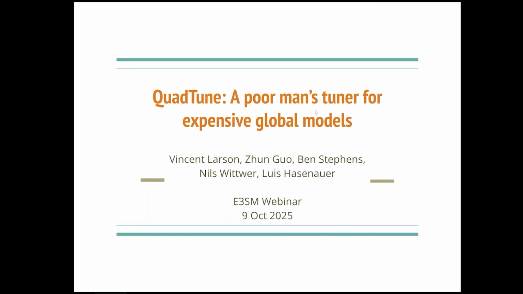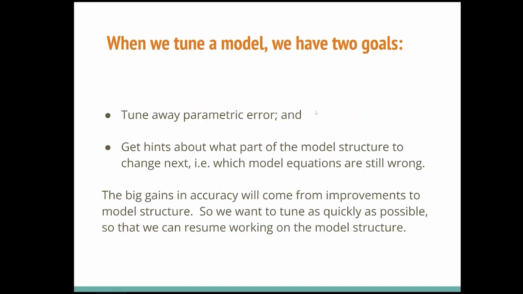So when we tune a model, we have two goals, or at least I have two goals. One is to tune away parametric error. In other words, I want to get a better answer. But also as a model developer, I want to get hints about what part of the model structure to change next. In other words, what part of the model is still wrong. And my hypothesis is the big gains in accuracy will come from improvements to model structure. So I just want to get the tuning over as quickly as possible so I can resume work on the model structure.